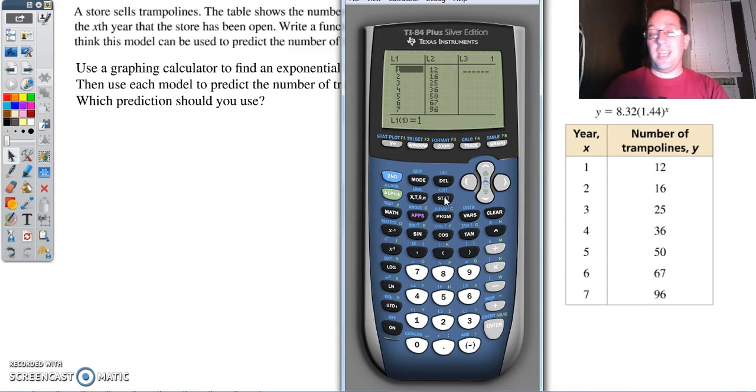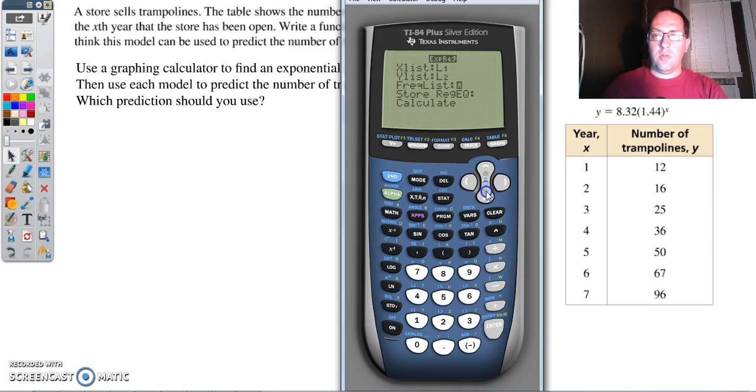This is for the TI 82, 83, 84, 95. Not the Inspires. Those look different. If you've got a Casio, it looks different. But this is for the TIs because it's what I got. Go hit stat again, go to calc, just like you would do for a linear regression or quadratic regression. We're looking for exponential regression, which is way down here, option 0 on mine.